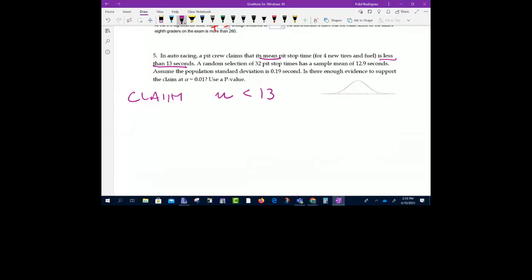I got a question for you guys. Is that my Ha or is that my H0? That's the Ha. So mu is bigger than or equal to 13. That has to be the H0, right? All right. Let's take a look. Let's see if we know some things here, y'all.